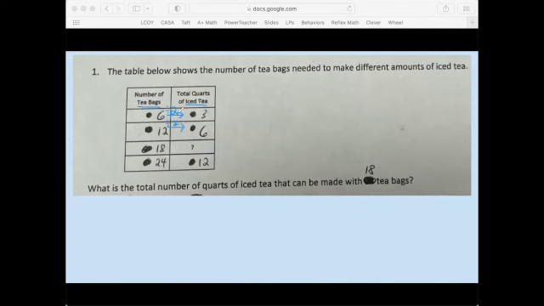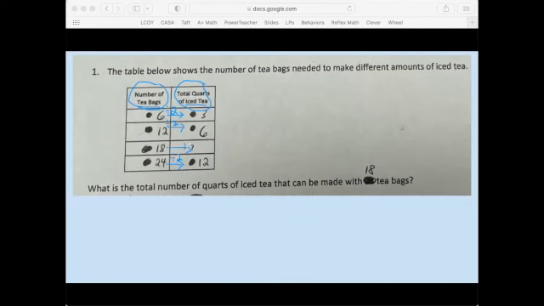And I want to make sure that I'm correct, that the pattern I noticed of dividing by 2 is truly the correct relationship. So to go from 24 to 12, I have to divide by 2. So that means my pattern is dividing by 2 to get from the first quantity, which is the number of tea bags, to the second quantity, which is the total quarts of iced tea.